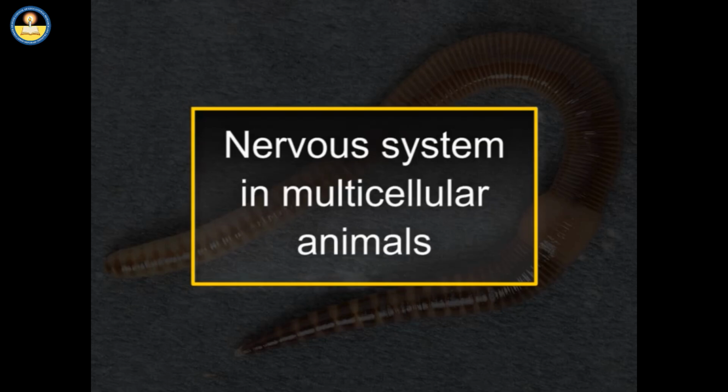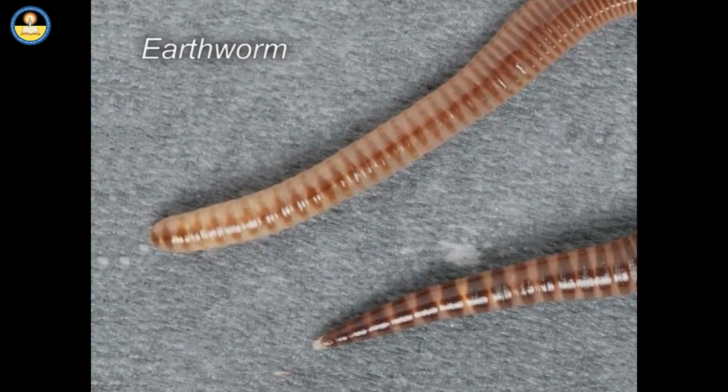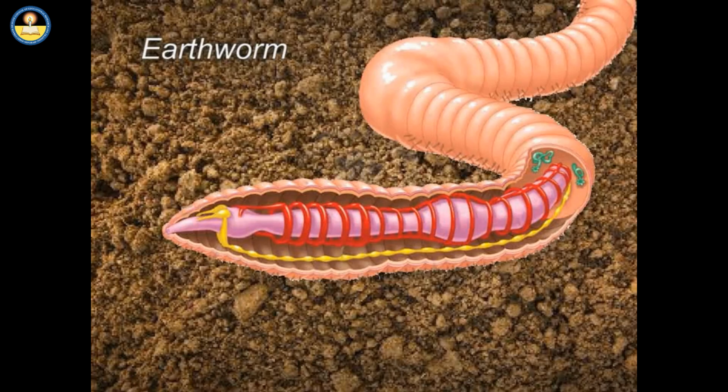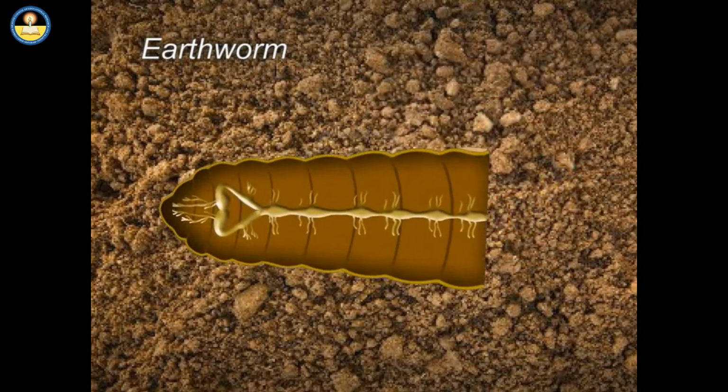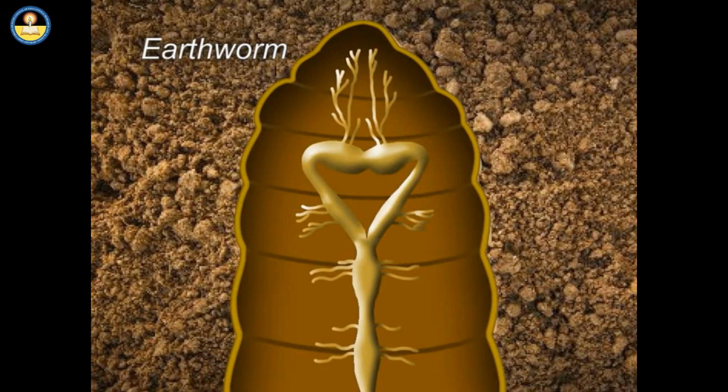Nervous system in multicellular animals. The earthworm has a simple yet sensitive nervous system. The nervous system of the earthworm is segmented just like its body. The nervous system typically consists of a brain in the form of a ganglionic mass located in the head region.